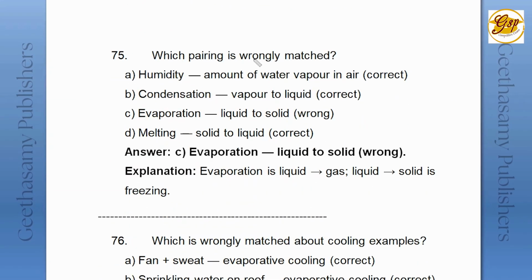The 75th question: which pairing is wrongly matched? Humidity, amount of water vapor in air, is correct. Condensation, vapor to liquid, is correct. Evaporation, liquid to solid, is wrong. Melting, solid to liquid, is correct. The wrong statement is evaporation, liquid to solid. Evaporation is liquid to vapor, right? So that's it. Fine.